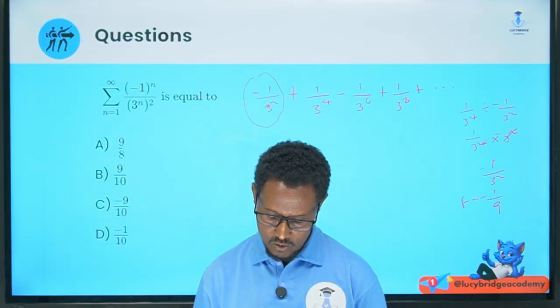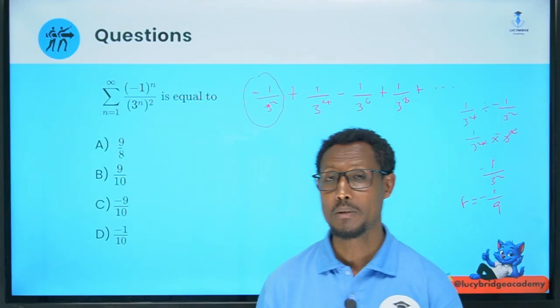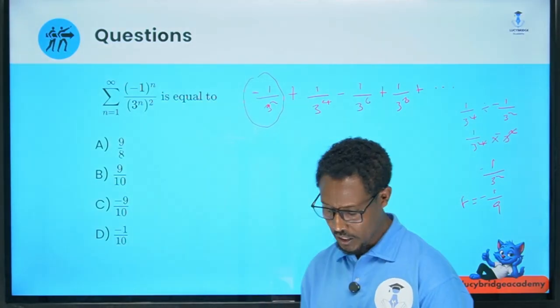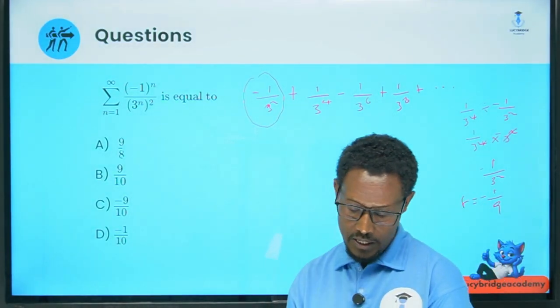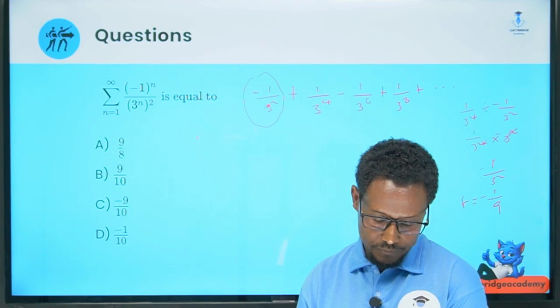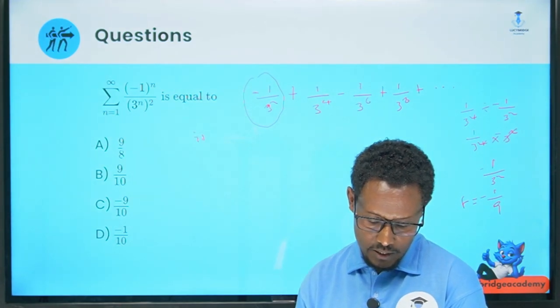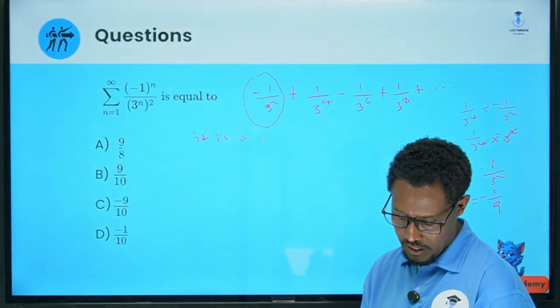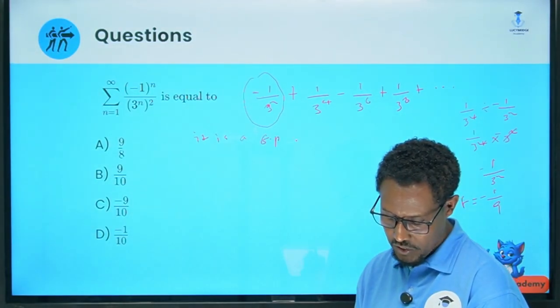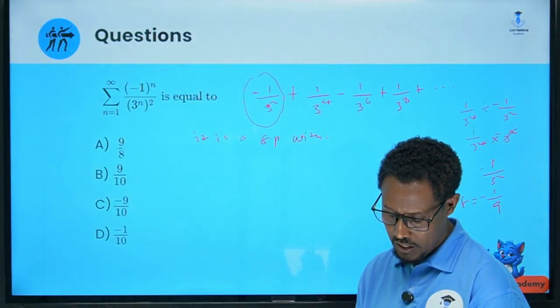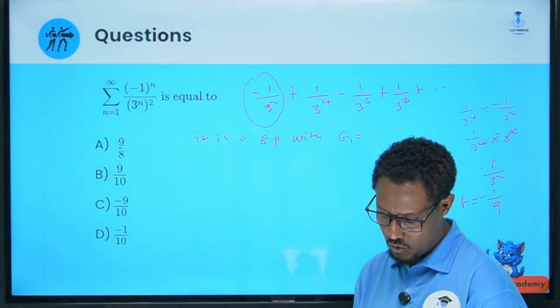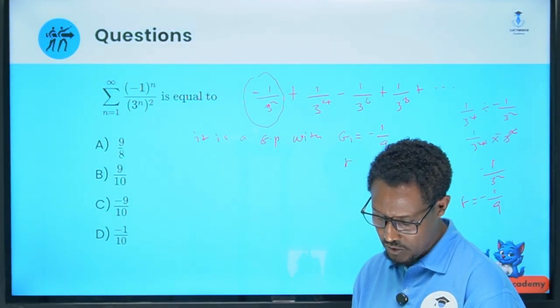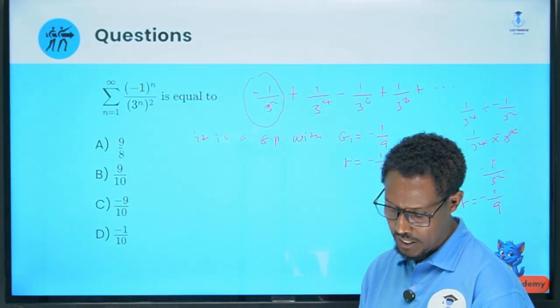Okay, r is equal to minus 1 over 9. If you divide the others in the same way, it's a geometric progression. Okay, it is a geometric progression with G1 equal to minus 1 over 9 and R equal to minus 1 over 9.